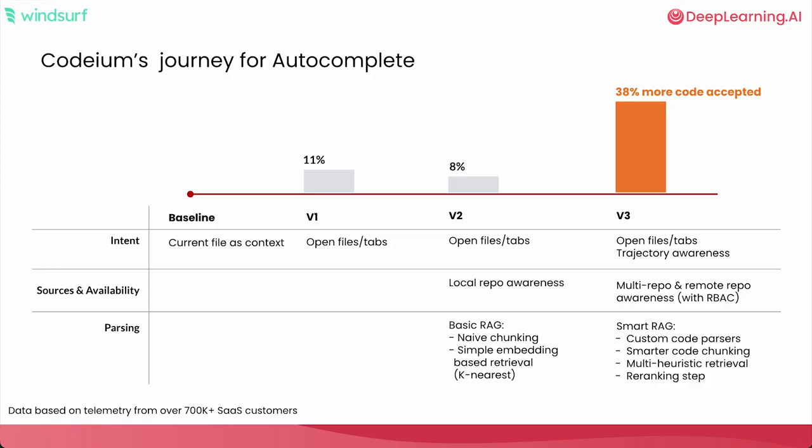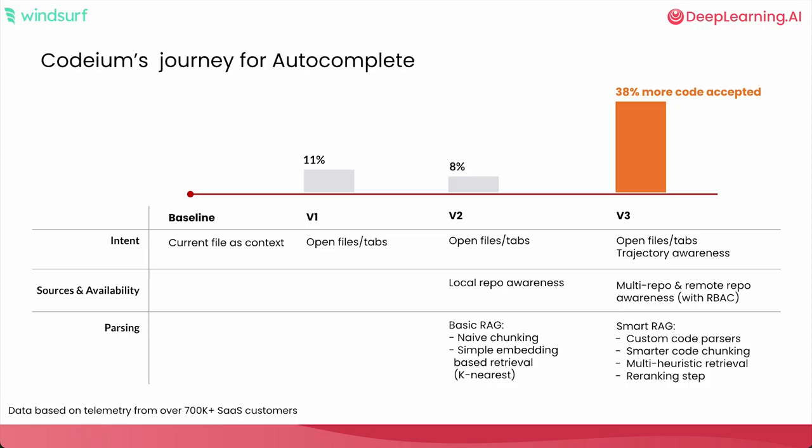If we try another experiment, for example, let's take embeddings of the entire code base, naively chunk it, and then do simple embedding-based retrieval across a whole repository, it's also better than the baseline. But one thing to notice that might be a little bit counterintuitive is that it actually performs worse than if you only use the intent of the open files and tabs, which points really importantly to the parsing capability of the context awareness system.